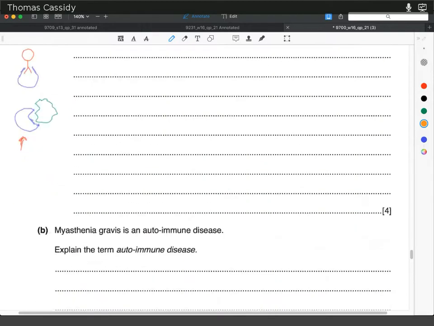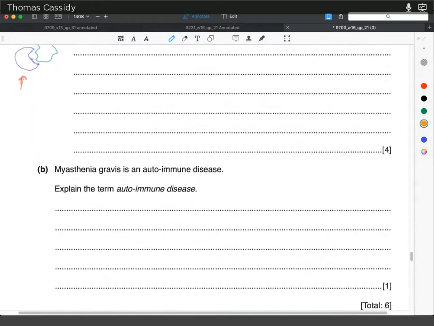Oh no, there's part B. Okay, so explain the term autoimmune disease. We're not bothered about the fact that this is an autoimmune disease. That whole line is irrelevant because it's just asking us this. That happens quite often. Sometimes it's just a line. Sometimes you might have a paragraph that you don't need, because if you read the question, it might just be asking you to explain something you remember.